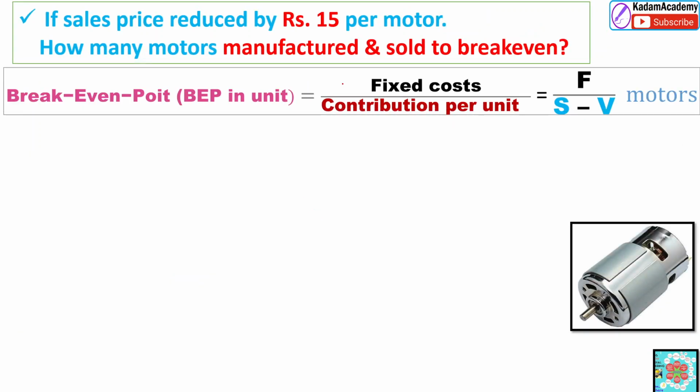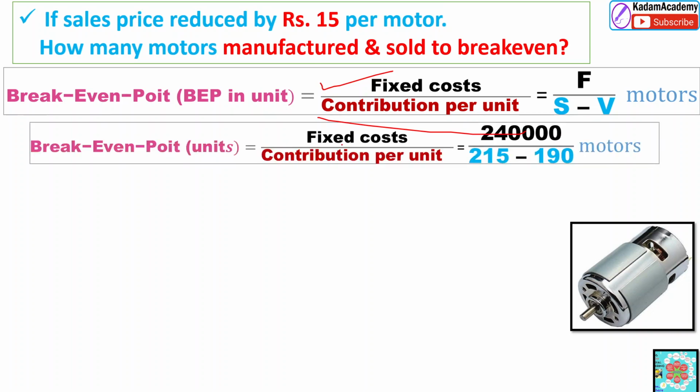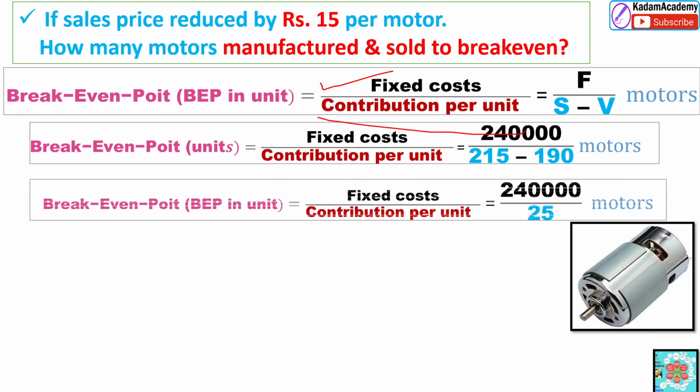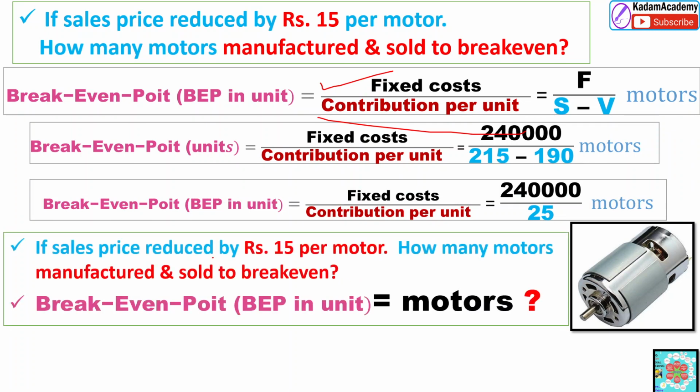In this case we have to calculate the break-even point. We know this formula: break-even point in units is fixed cost upon contribution per unit, that is, fixed cost upon sales price per motor minus variable cost per motor. So we get 2,40,000 upon 215 minus 190, that means 2,40,000 upon 25. The sales price is reduced by 15 rupees per motor. How many motors must be manufactured? That is the break-even point we have to find out.